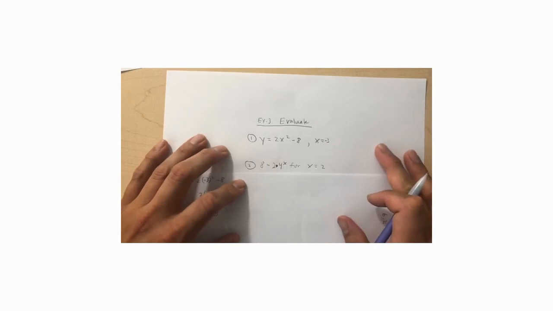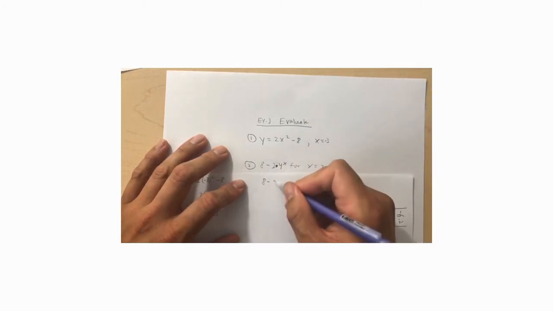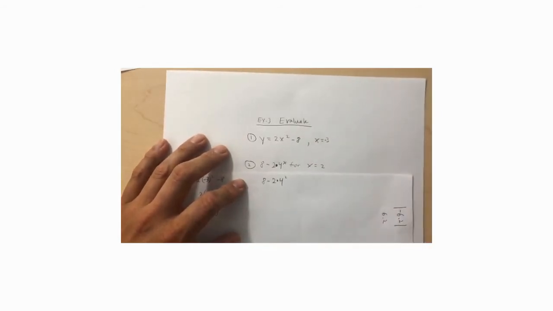Now, this one has no y because, again, you're just evaluating. They just want you to find the answer. You don't really care about the y. Okay, so plug in a 2 in there. So you get 8 minus 2 times 4 to the second power. You don't really need a parenthesis. That's not a big deal, okay?